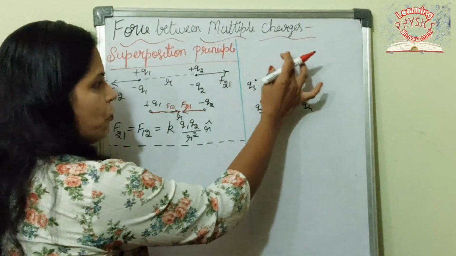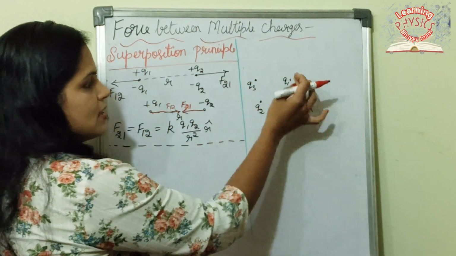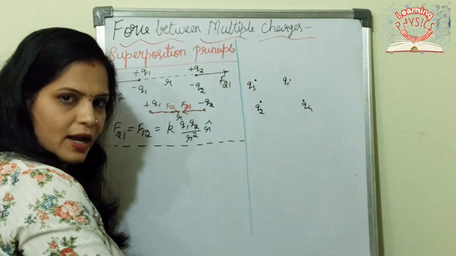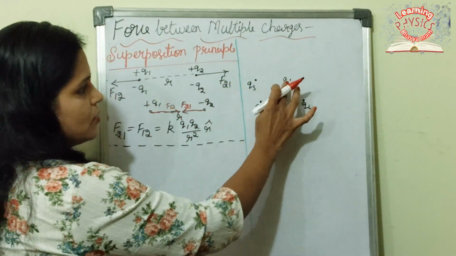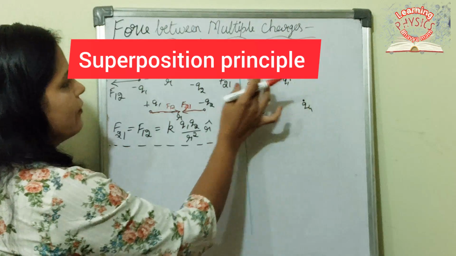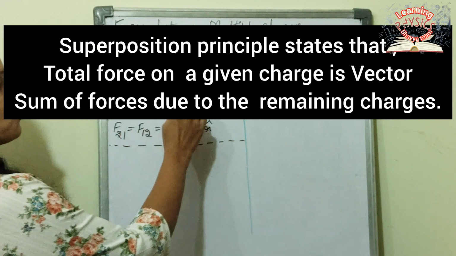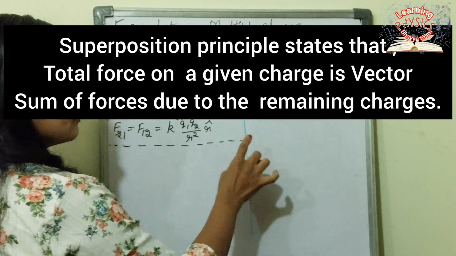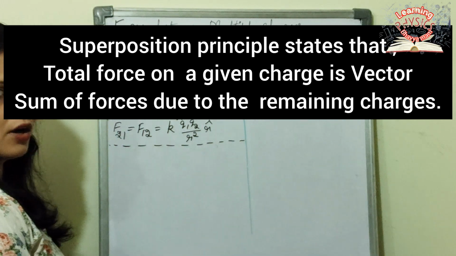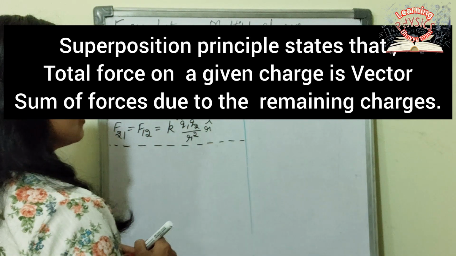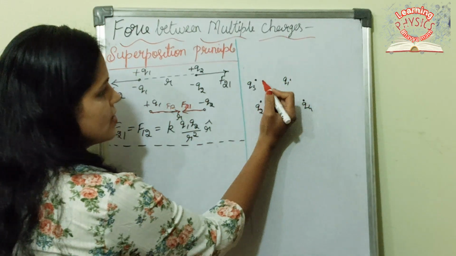So if I take any one charge here, let us take Q1, then the remaining charges exert force on Q1, right? Then how to find the total force on one of the charges? So let it be Q1. For that we are taking the help of the superposition principle. The superposition principle states that the total force on a given charge is the vector sum of the forces due to the remaining charges. So we need to do a vector sum. For that, first let us join these charges.